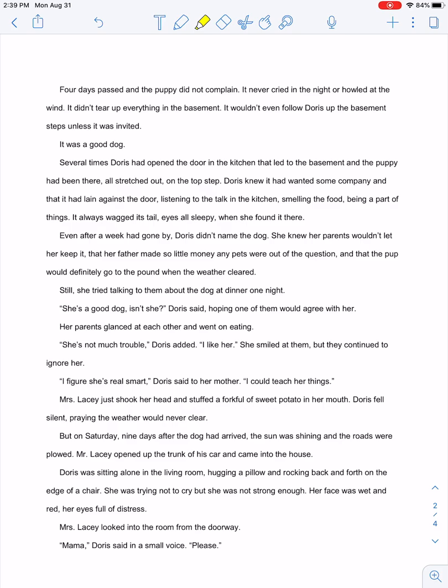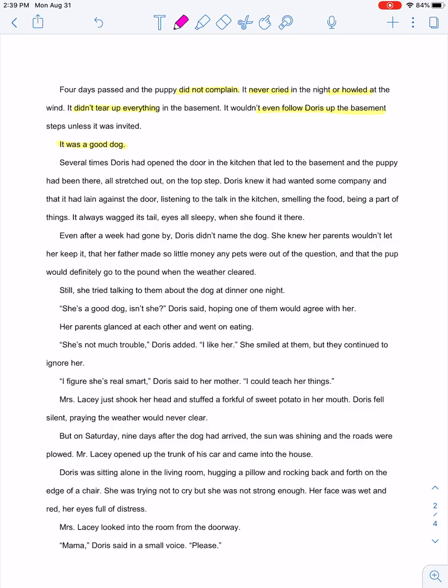So I'm going to stop and I am going to highlight. It did not complain. It never cried or howled. Didn't tear anything up. It wouldn't even follow her up the basement. And I'm going to highlight, it's a good dog.